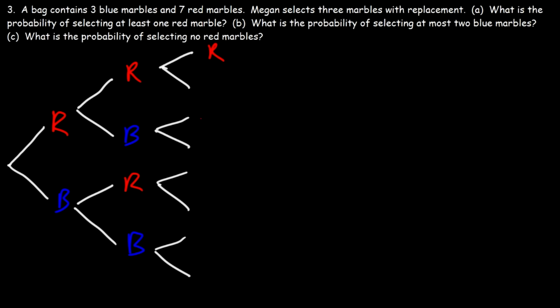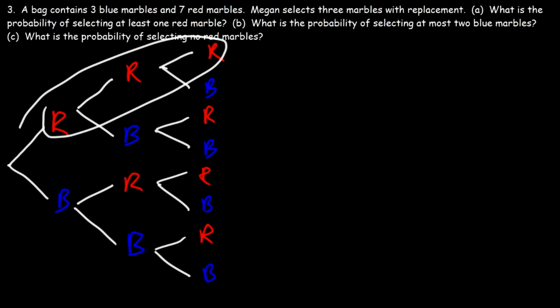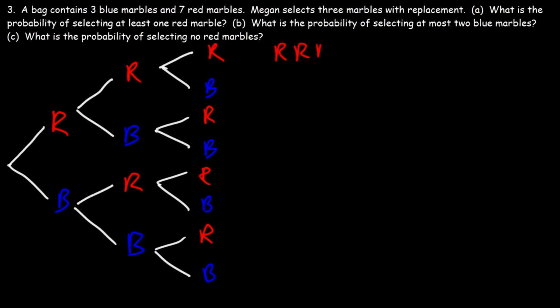So it can be red or blue. So notice the possibilities. If we go in this direction, it can be R, R, R. Or if we travel in this direction, it can be R, R, and then B.